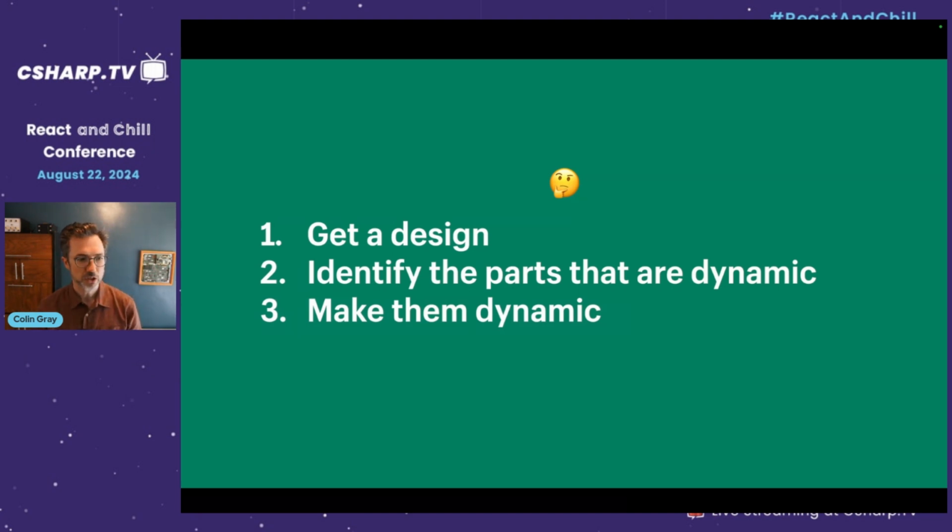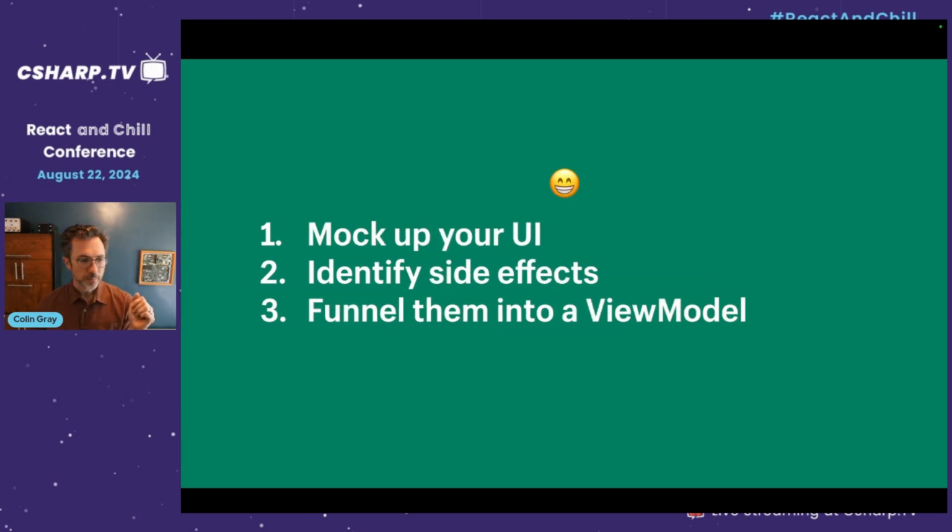And so I want to change this line of thought from design to identifying dynamic parts to making them dynamic. Instead, you get your mock-up of your UI and you start to identify the side effects or the sources of state or the sources of events. Lots of ways to conceptualize this. Pick one that works for you. And then you want to funnel them into a view model. Funnel them into a view model sounds a bit like Android speak. In React speak, we might say, turn these into a computed value. So useMemo should come to mind.